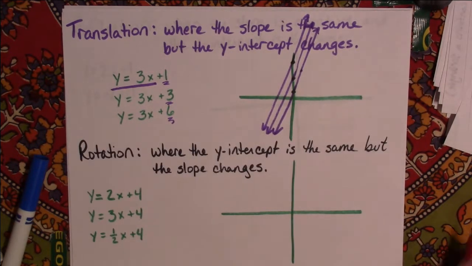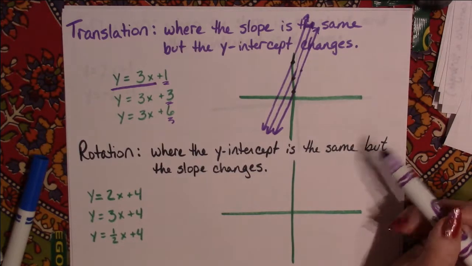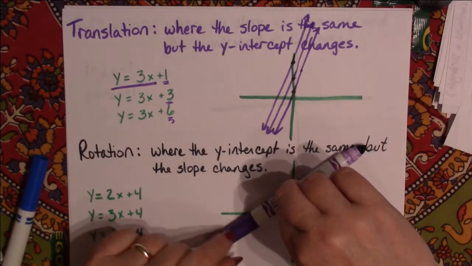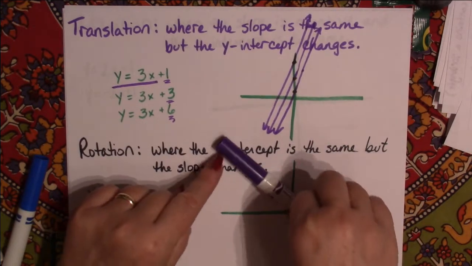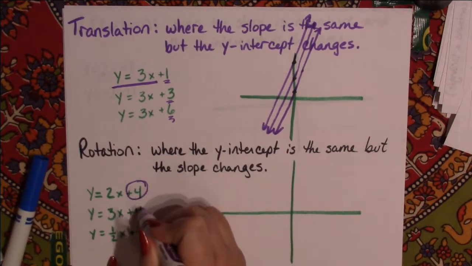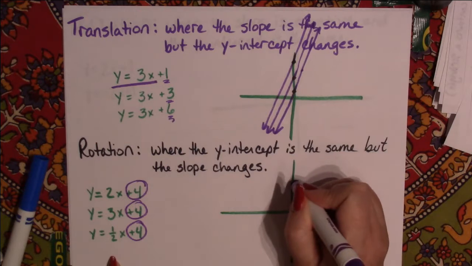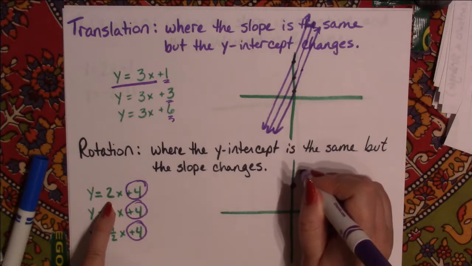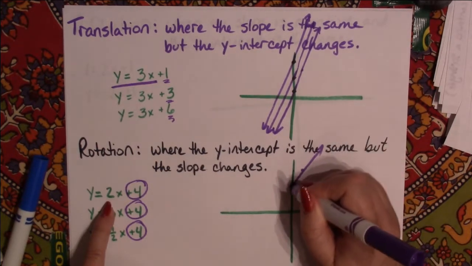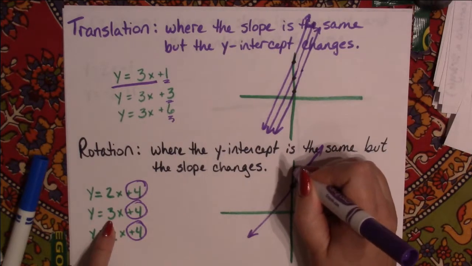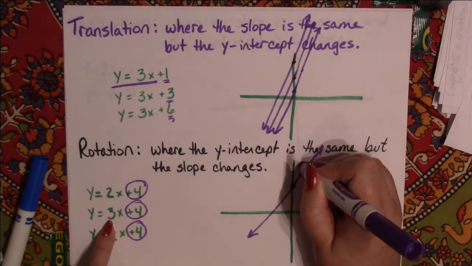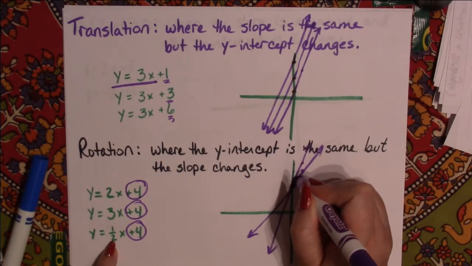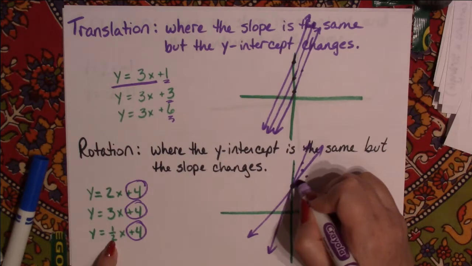A rotation is where the y-intercept is the same, but the slope changes. So you're drawing a line, and the y-intercept is the same, but the slope of that line is going to change. So notice that it stays in the same spot. It's always going to start at 0, 4, but here we're going to go up 2 and over 1 and draw that line. And here we're going to go up 3 and over 1, and we're going to draw that line. And here we're going to go up 1 and over 2, and we're going to draw that line.